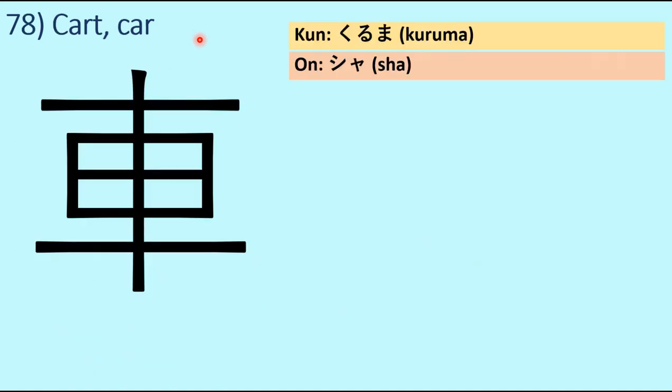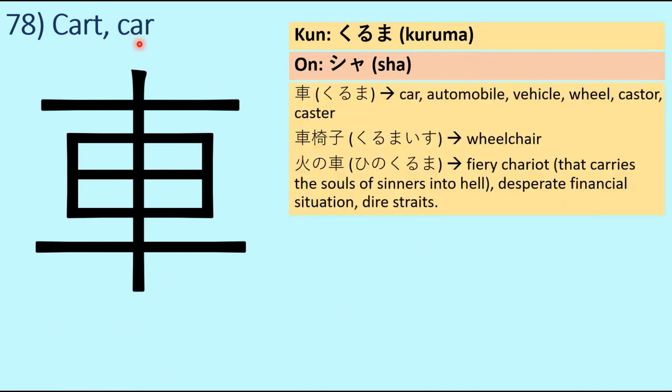We move on to the next one, number 78 of the series, and this represents a car in the modern era, and originally it represented a cart. In Kun'yomi, we call it kuruma, in On'yomi, sha. So you will find usage of both in the Japanese language, and both of these are very, very popular, obviously, because car is something which has extensive usage in our daily life. Kun'yomi, kuruma means car, automobile, vehicle, wheel, caster.